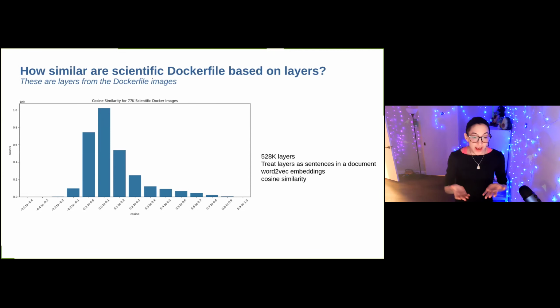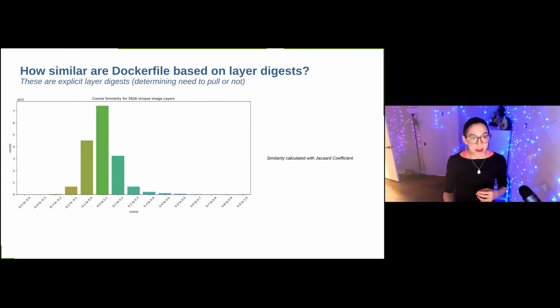And so what do you see? Well, you see that the values are very low. The majority of the distribution is between 0 and 0.1. So layers are not very similar based on their content in that manner.